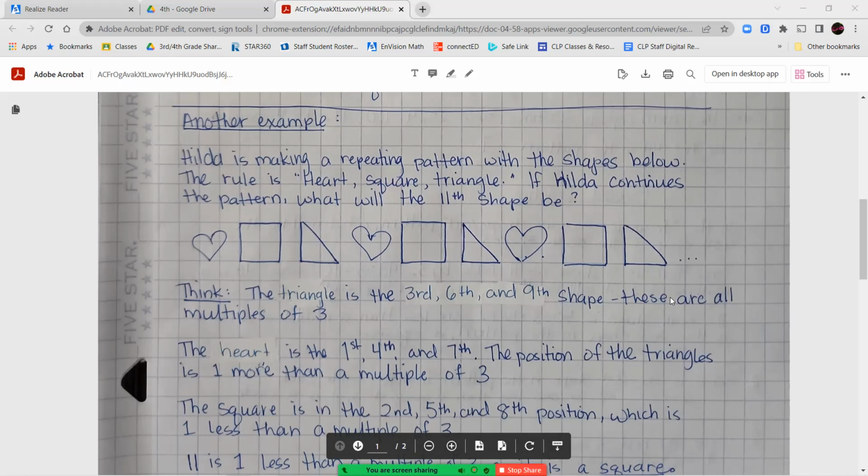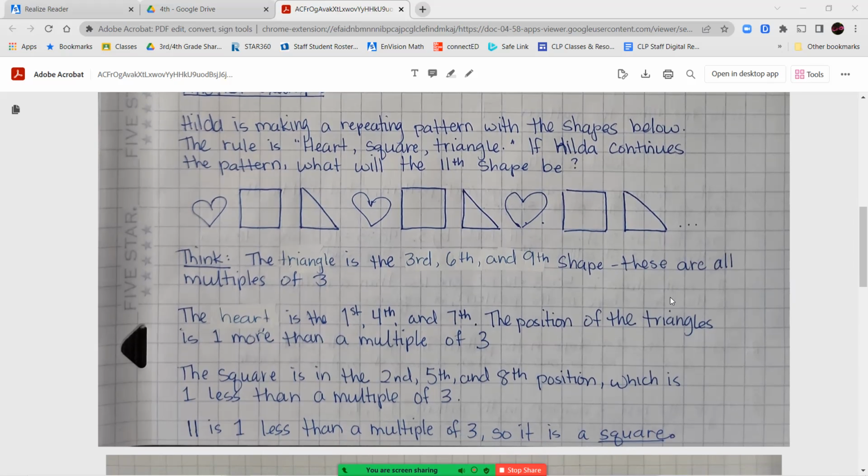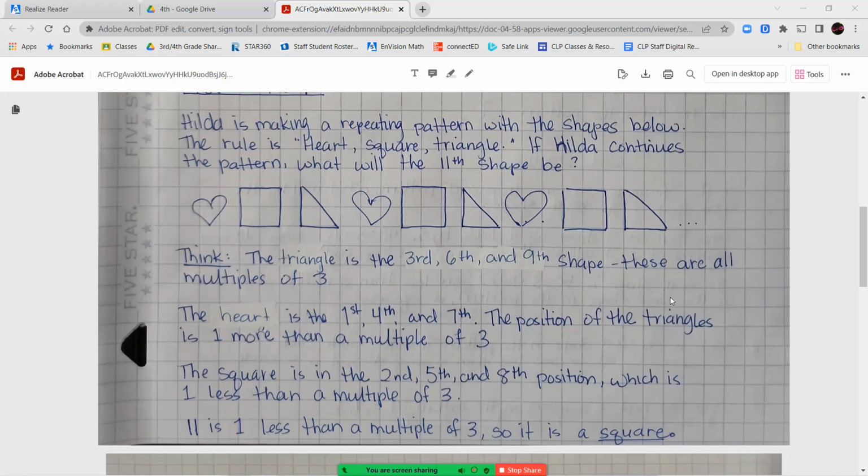Now this one has 3 shapes, just like we saw in the video lesson. This example says, Hilda is making a repeating pattern with the shapes below. The rule is heart, square, triangle. If Hilda continues the pattern, what will the 11th shape be? So let's stop and think.